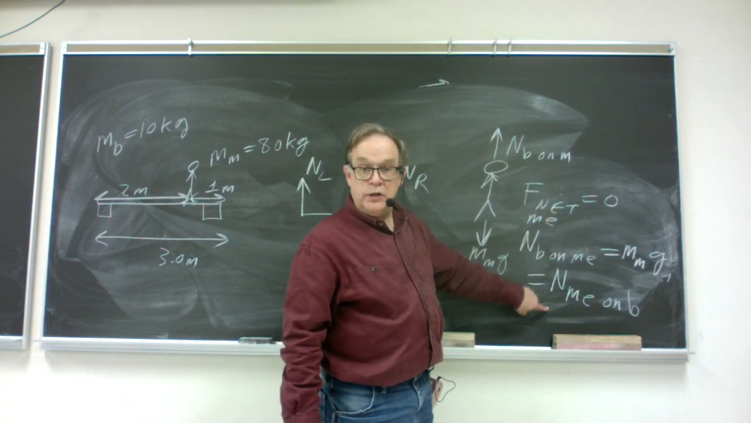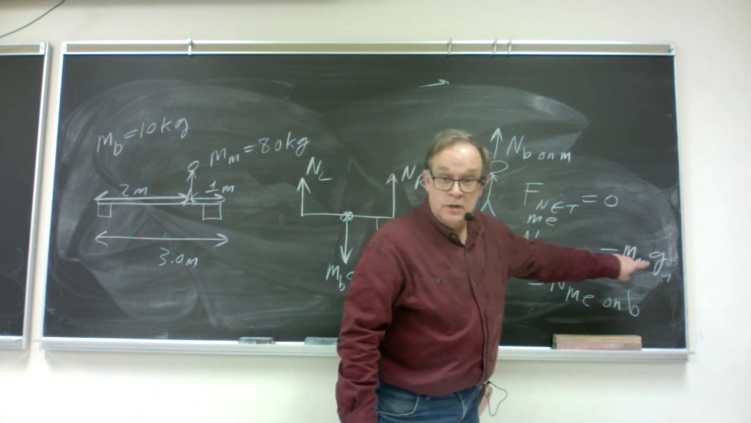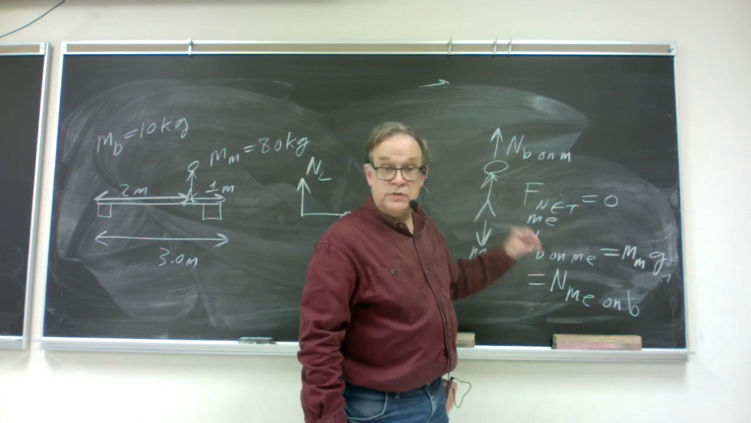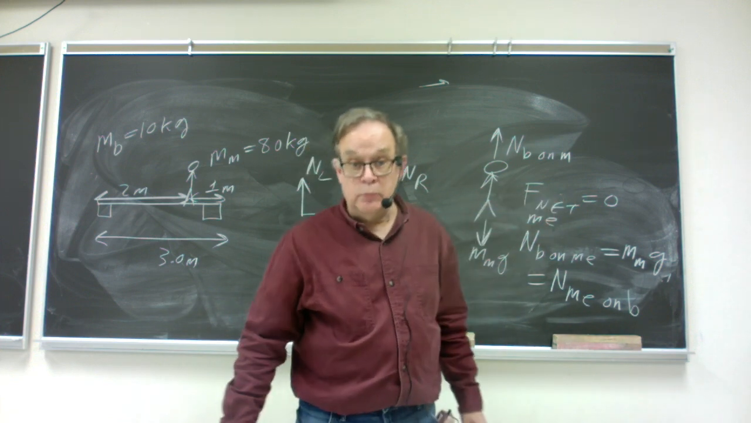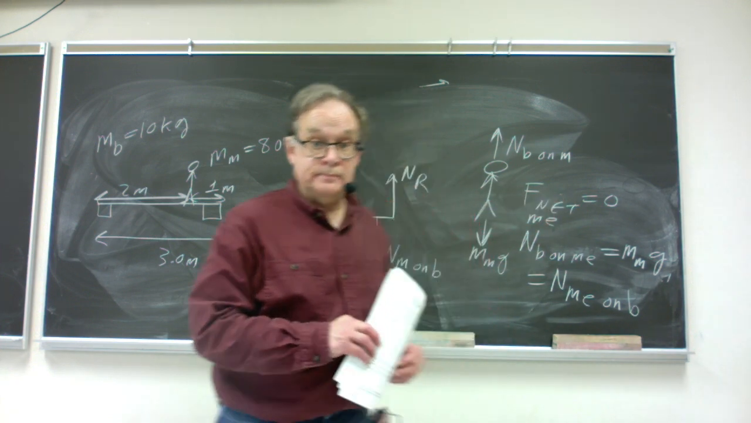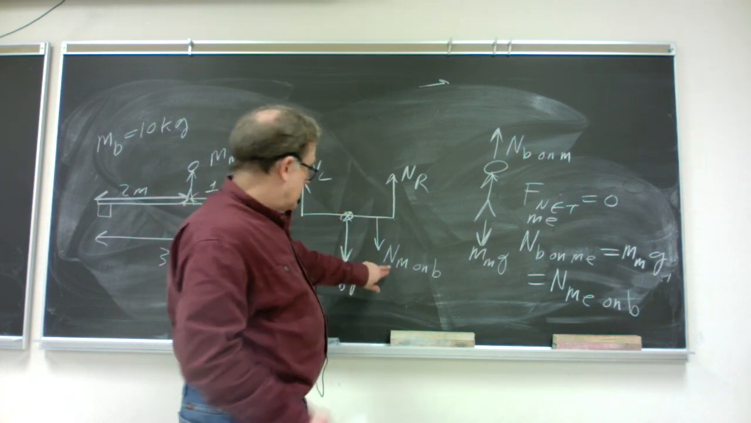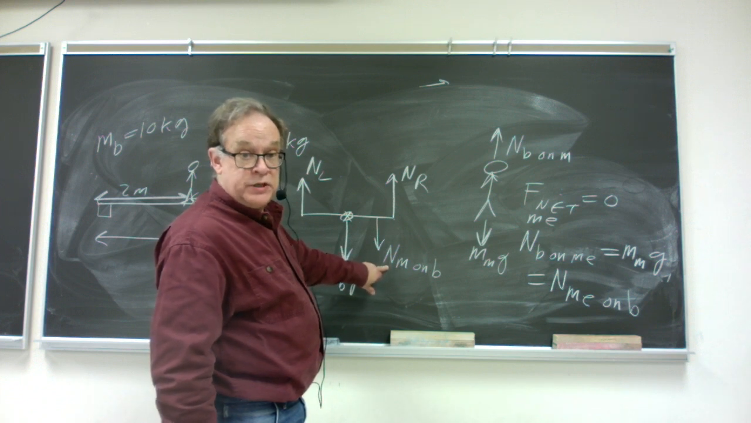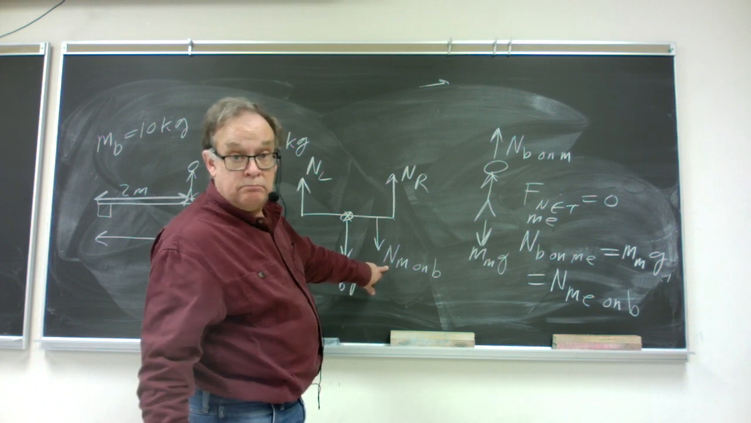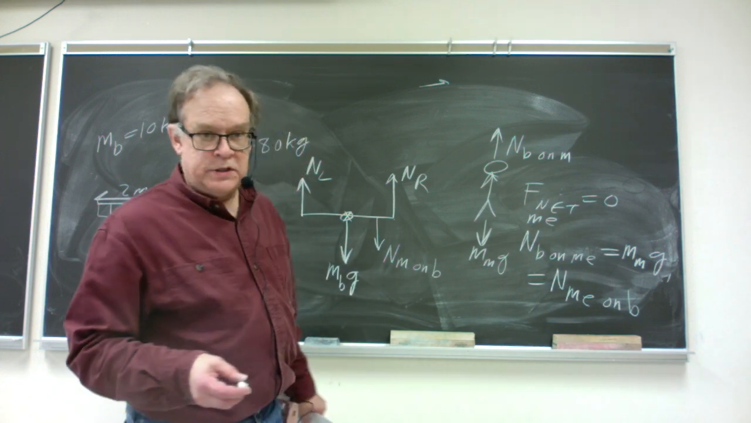Those two forces are equal because they're a third law pair. These two forces are equal because of Newton's second law and the fact that I'm in equilibrium. My net force is 0. So now we know that we're able to figure out this number because this force just happens to be equal to my weight. So those are the 4 forces.